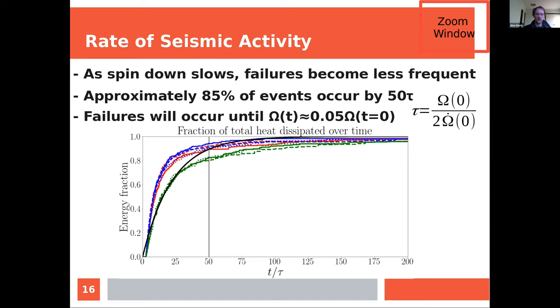The next thing we looked at was when in the star's life these events occur. And what we find is that, as you would expect, the star is born spinning very quickly, and so it spins down very quickly early on. So most of the strain builds up, and most of the events occur, early on in the star's life. However, interestingly, we found that failures do occur less and less frequently, but they keep occurring for nearly the star's entire life. So we would expect even very, very old stars to have the occasional crustal failure event.